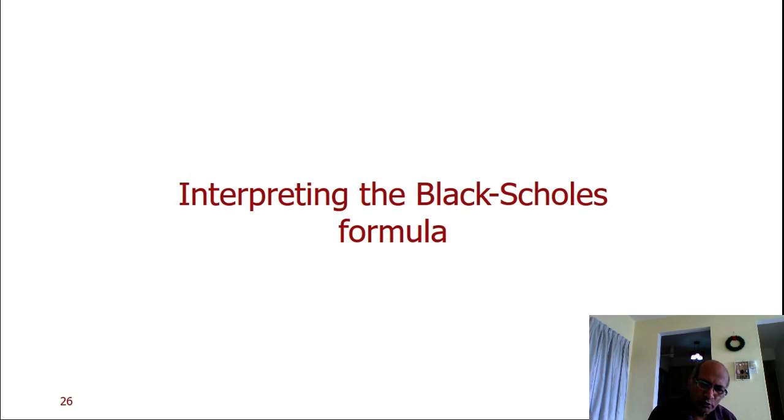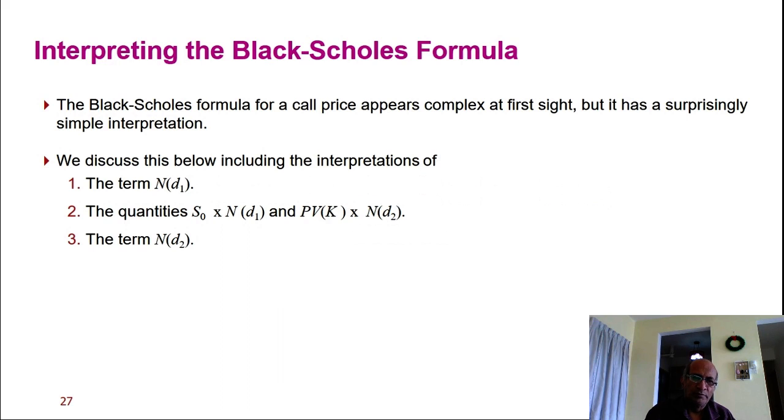Well, interpreting the Black-Scholes formula, right? Now, the Black-Scholes formula may look so complex at first sight, but it has a surprisingly very simple interpretation. A few things. There are only 6 variables involved in the equation. We discussed this below, including the interpretation of the term ND1.